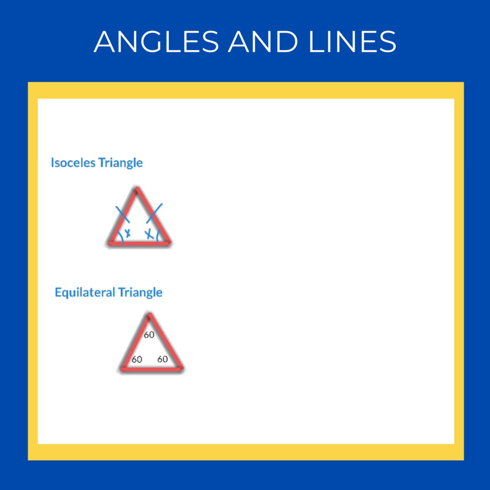Now for any equilateral triangle, you have to know that all sides are equal. So this side is equal to this side is equal to this side, and each angle is equal to 60 degrees.